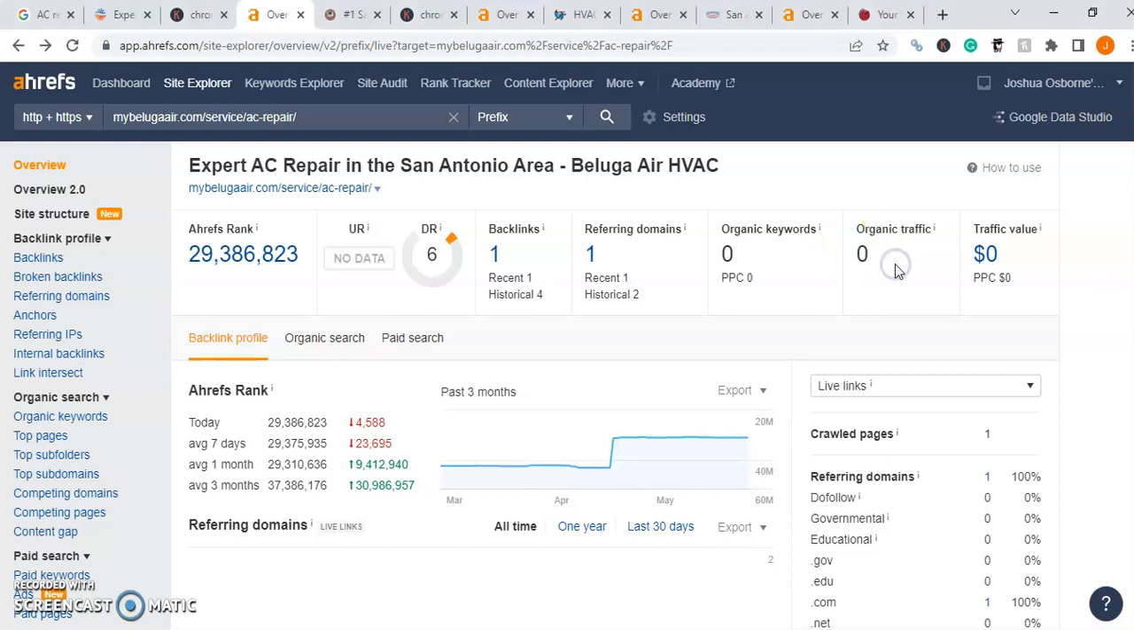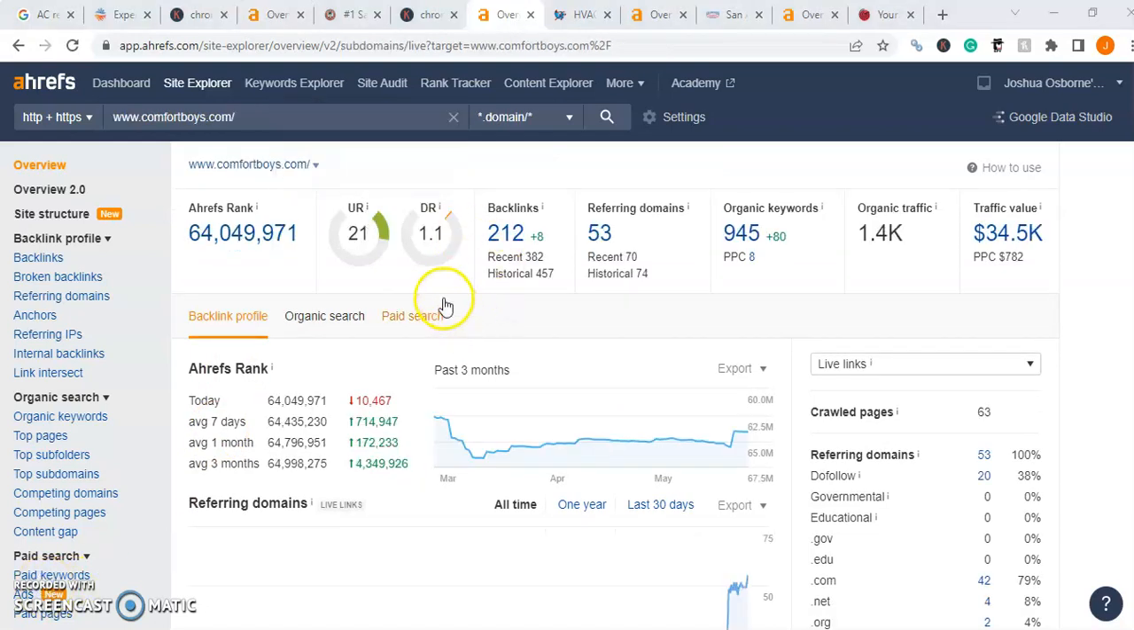Now, obviously, I could go through the metrics here, but let's go to one of your competitors and kind of take a look at the metrics so that we can see them in action and see how they work when we have that external backlink structure going for us. So we're sticking with Comfort Boys here, and you'll see that they have a 21 UR, a 1.1 DR, which puts them in the top 100 for 945 keywords, generates them about 1,400 users every single month.